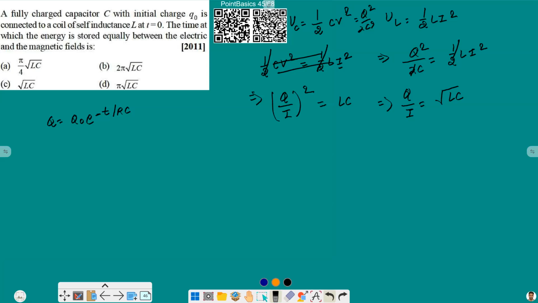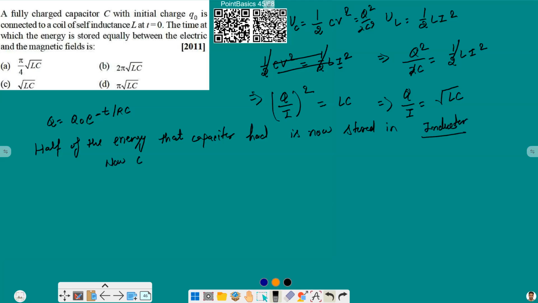Why? It is mentioned that we have a capacitor and an inductor with it, and at some time they have equal energy. It means half of the energy that the capacitor had is now stored in the inductor. So we can say that now the capacitor only has half of its initial energy.